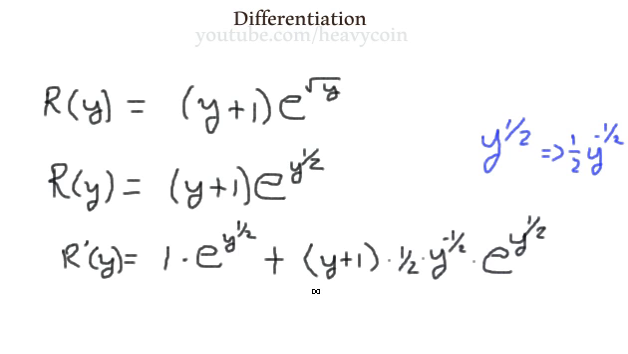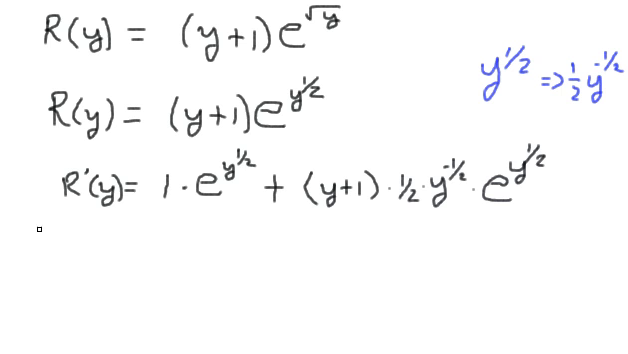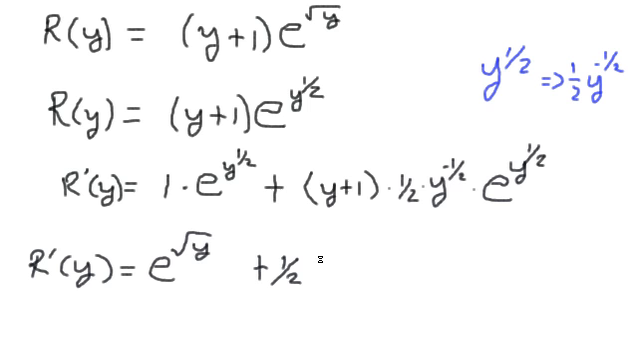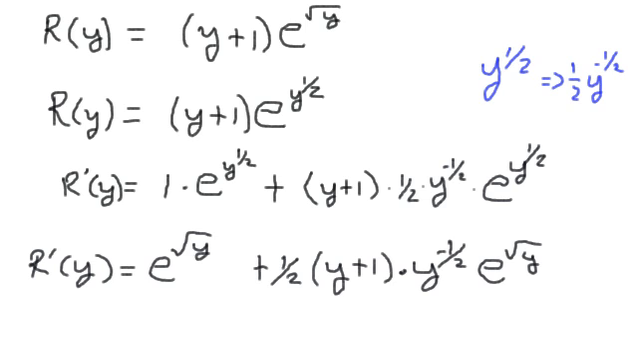Now let's try to clean this up a little bit. So we have r prime of y is equal to e, and I'm going to go ahead and put this back into radical form. How's that? Plus, I'm going to take this half and just bring it out front of everything here. We have y plus 1, and this is y raised to the negative half, and we need to take that down into the denominator. Actually, you know what? I'm going to rewrite this one more time if I have time to do that. E to the square root of y. But let me just go ahead and write this one more time.